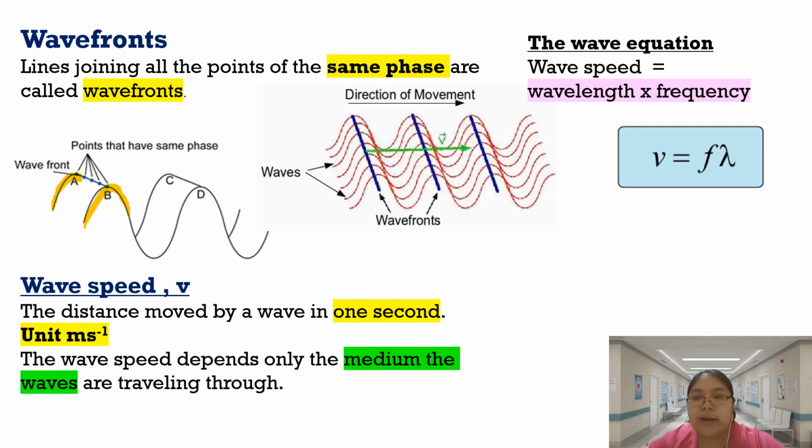So from here we're going to see the equation. The wave equation for the wave speed is v = f lambda. So this one is the first equation in this topic. v = f lambda. v stands for speed, f stands for frequency, lambda stands for wavelength. Okay, all using SI units.